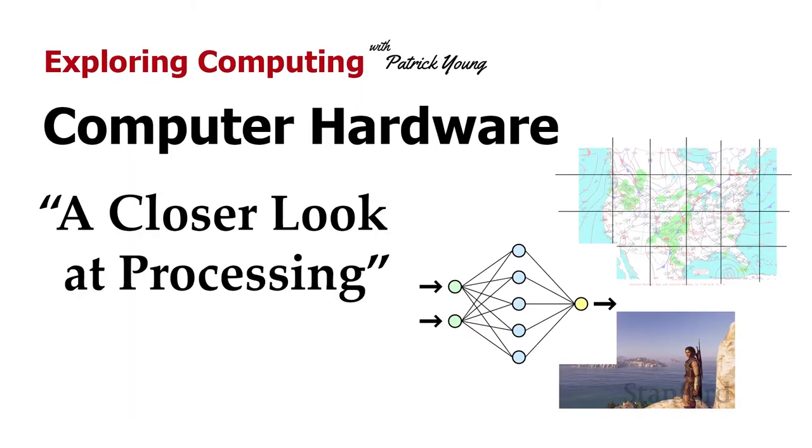Today's video is Computer Hardware, Part 2, A Closer Look at Processing. In this video, I'd like to take a close look at the processing component of our computers. As we saw in the last video, processing is one of the most important components of a computer. And as you may know, the most important processing component is the central processing unit, or the CPU. But there's actually a bit more going on here, and so I wanted to highlight a few things.